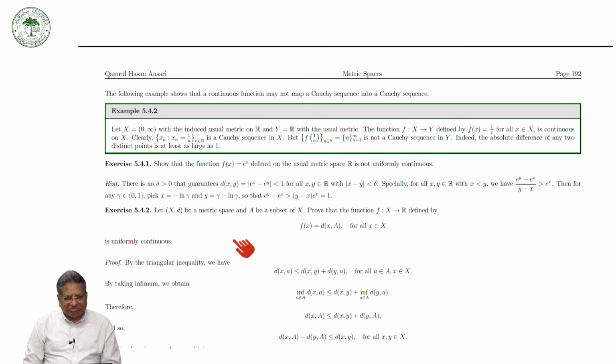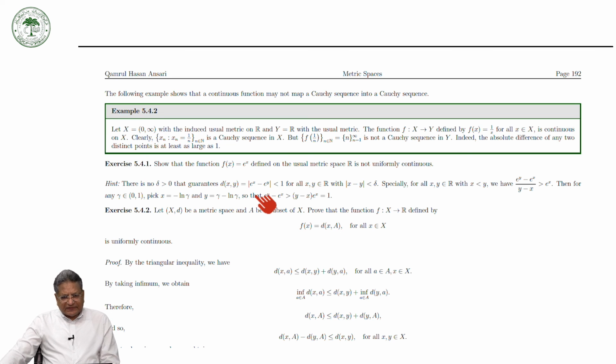Then we have several exercises. Again, as I have already mentioned several times, we are putting several exercises. So here is one: you have to show that the function f(x) = e^x, that is to say, the exponential function on the usual metric space R, is not uniformly continuous. How is it not uniformly continuous? I have given a hint, and you can try by yourself first, and if you could not succeed, then please check.